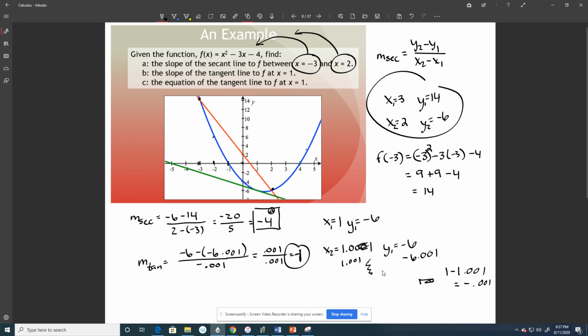So be really careful with your signs. I was skipping ahead and I probably should have taken my time a little bit more right there. So this was my y2 minus y1 over x2 minus x1. All right. So my slope is negative 1 on that tangent line. When I get really, really close to my tangent, my slope becomes negative 1. Okay, let's do another example.